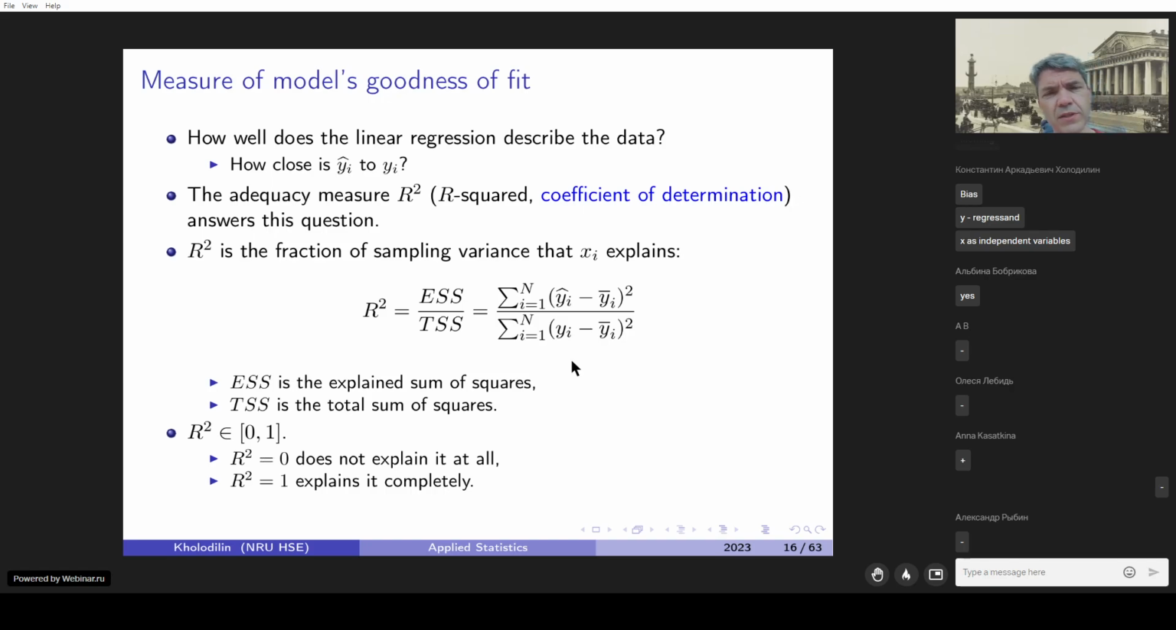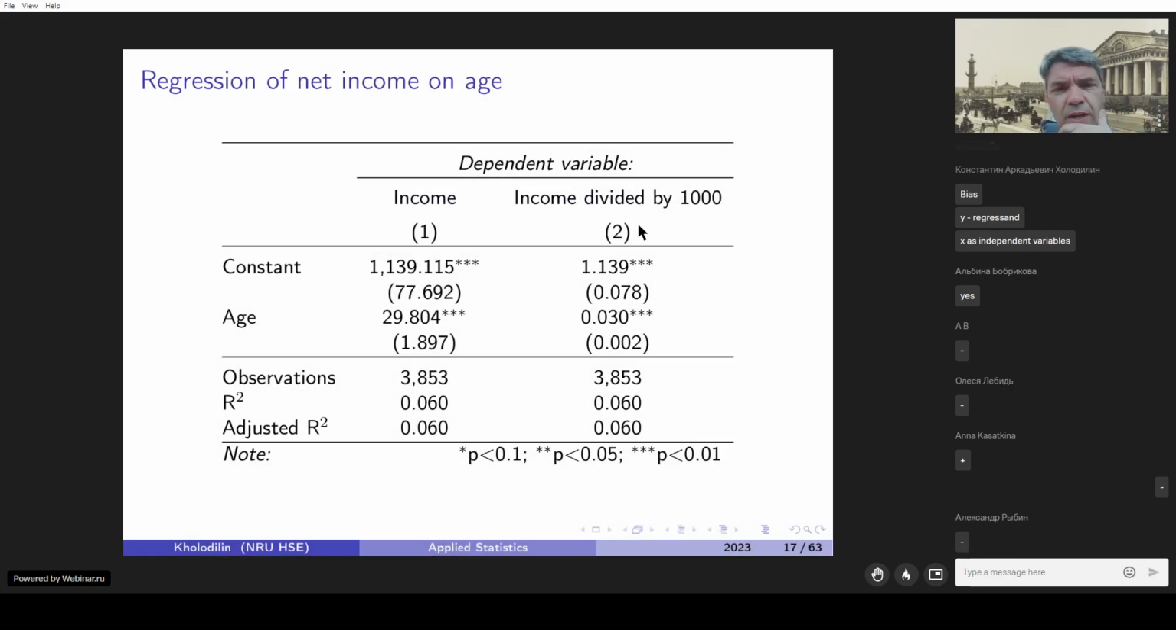Now let's look at an example. We continue with the same regression of net income on age. So here we have R squared. We won't talk about adjusted R squared for the moment. We will talk about this during the next lecture. But here you see that the number is the same, because we only divided the income by 1000, so it shouldn't affect the explanatory power of the regression.